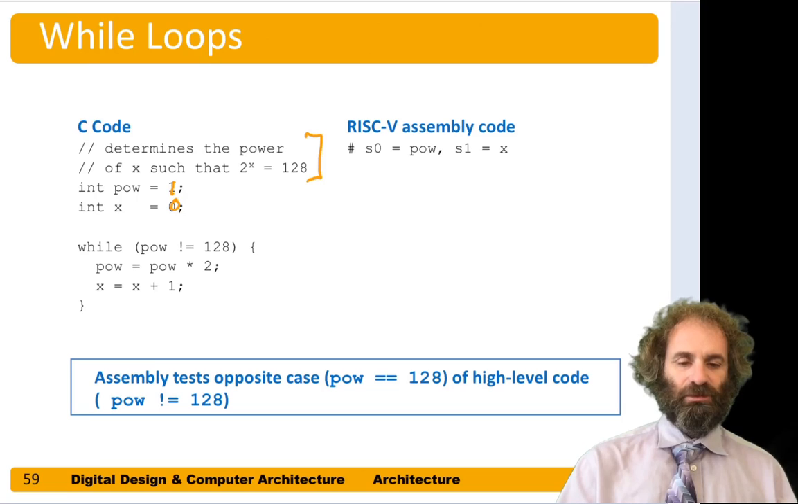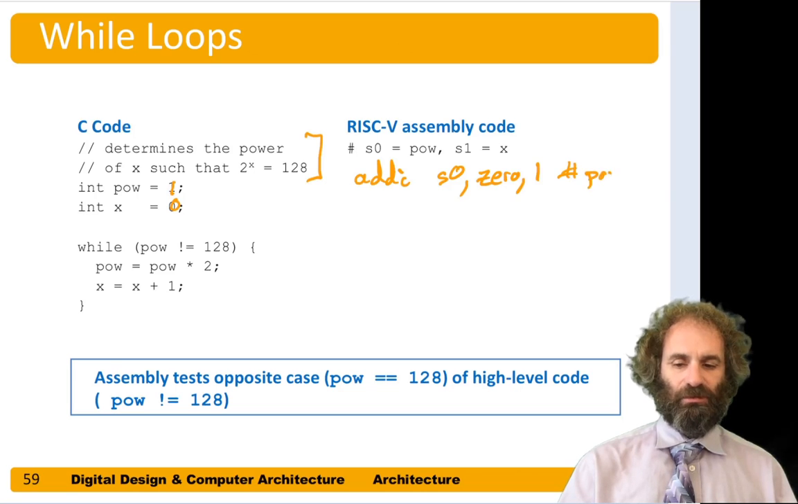So first we need to assign our inputs. We do that with the add immediate. So pow is in S0, and we can do add immediate, S0 gets 0 plus 1. That does pow equals 1. Next we need x to be 0, so that could be another add immediate. S1 gets 0 plus 0. x equals 0.